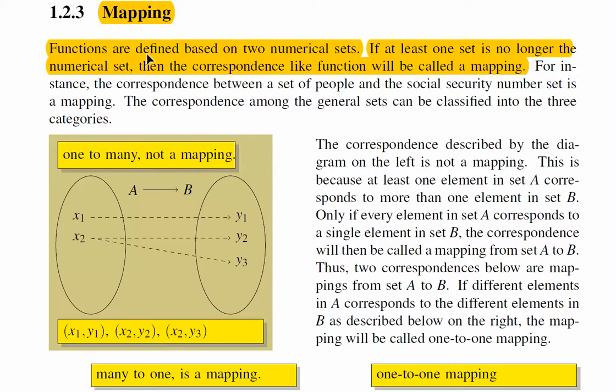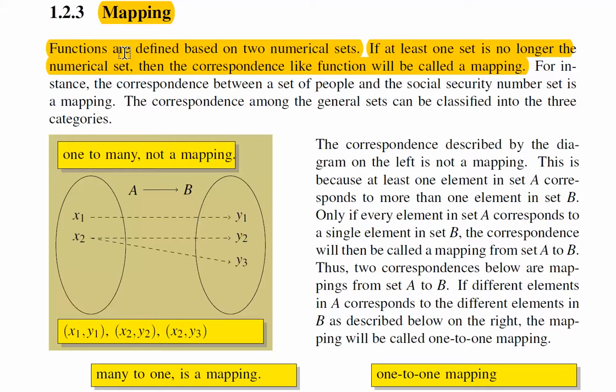Previously, we have seen the equation for the free-falling object. Over there, the time set and the distance set, those are numerical sets. So in that way, that was a function. But you may also say, that's a mapping, it's fine. But we say function is the special case of mapping. So in that case, we say the analytic expression for the free-falling object is a function.